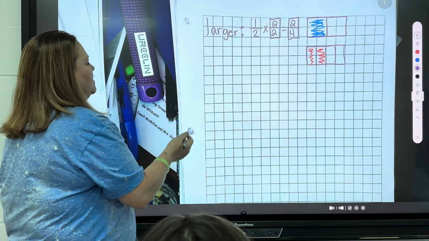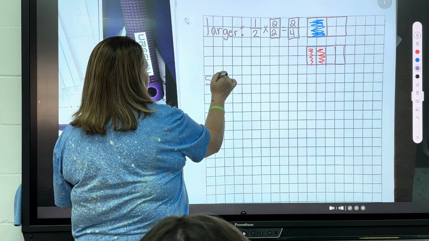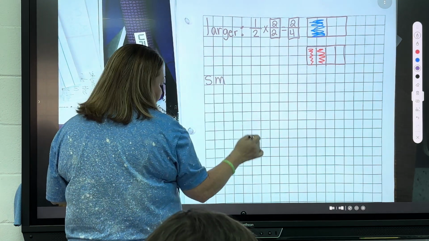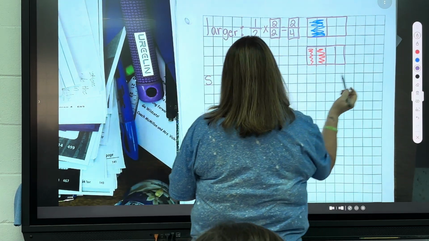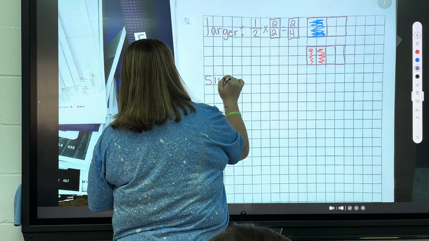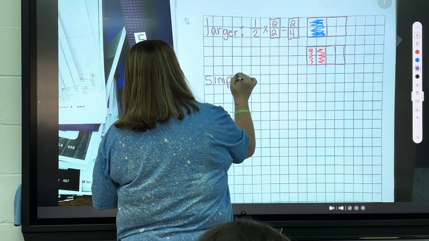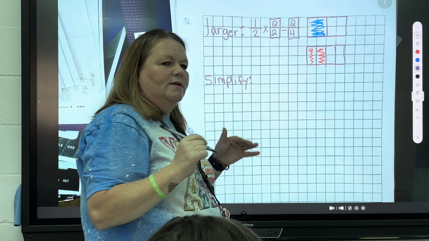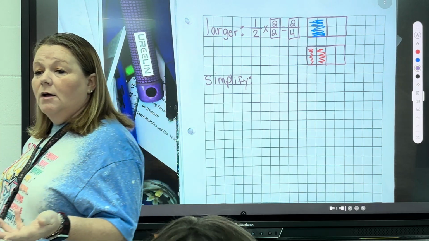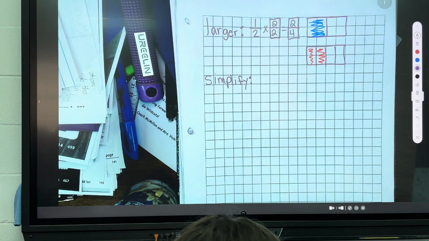Now, if I want to make smaller equivalent fractions, or simplify, what do I need to do? Divide. So that makes sense. If you want something bigger, you multiply. If you want it smaller, you divide. Okay.